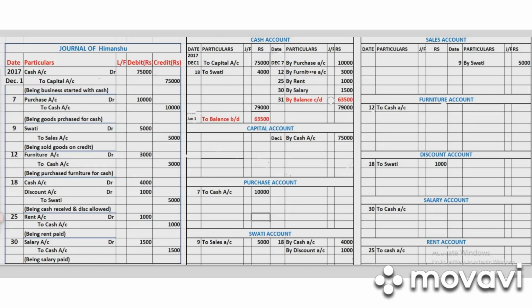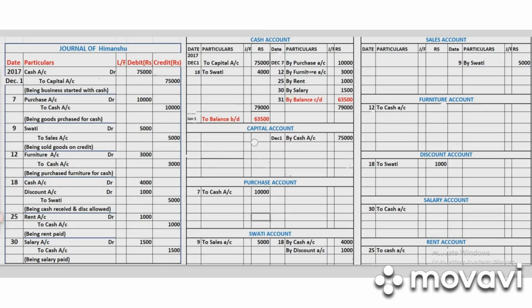Okay, first it is written as closing balance, balance carried down, and when it is brought down to the opposite side after the total, we write it as to balance brought down. Okay, right. So this is how an account is balanced.